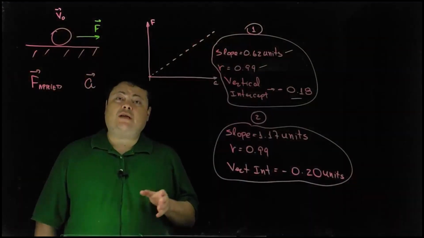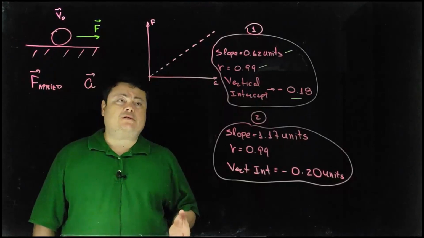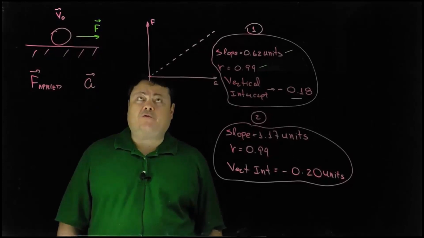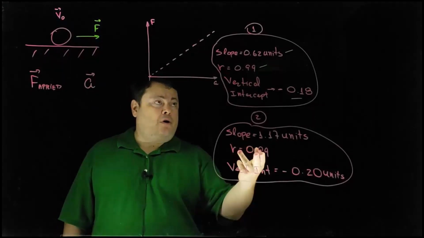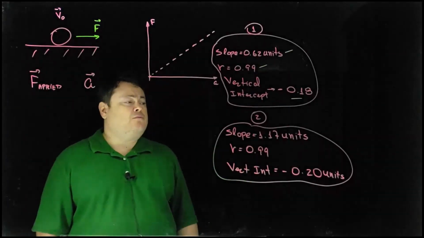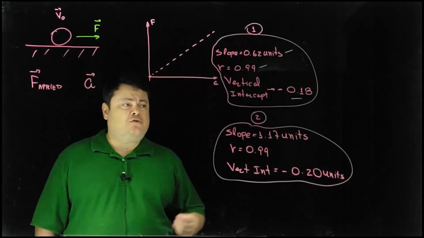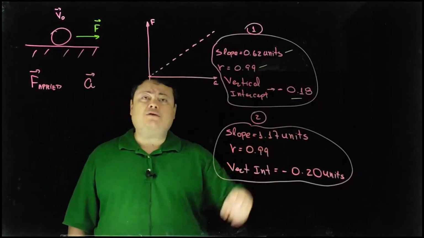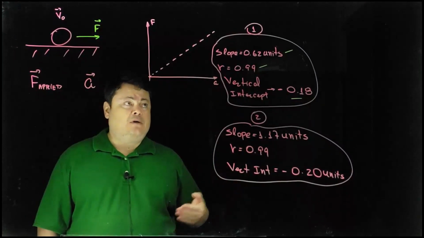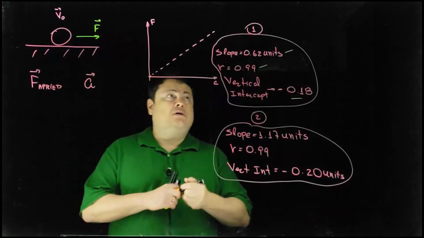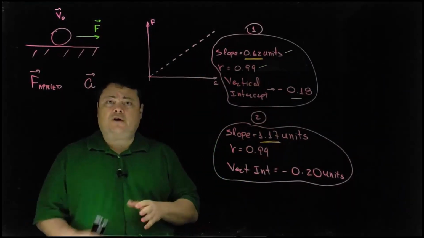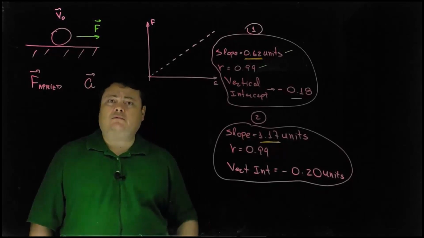Experiment number 2, with an extra ½ kilogram mass on top of the system, still gives me a very close to straight line graph for force versus acceleration. A correlation still of 0.99, so a strong indication of that, and a vertical intercept of negative 0.2, still very small. Notice that the slope has increased to 1.17 units. So as I went from the first system to the second system, my slope has increased from 0.62 to 1.17, an increase of about 0.51 units.